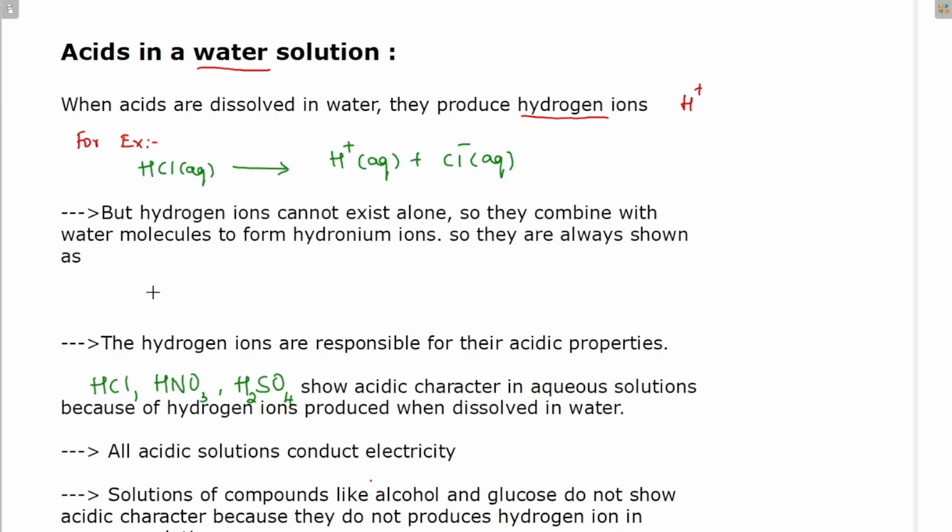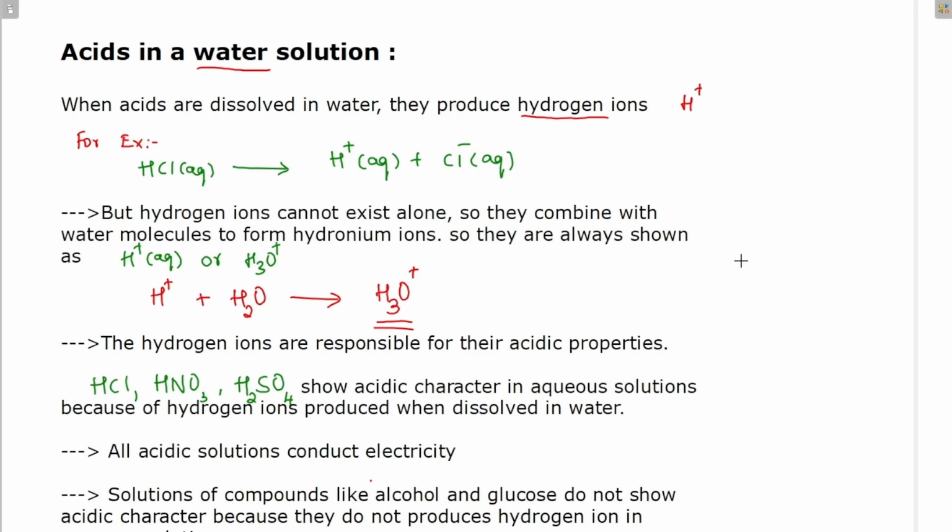So what happens is the H plus ion cannot exist alone, so it combines with a water molecule to form a hydronium ion. This is called a hydronium ion. So we always represent the hydrogen ion as either H plus aqueous or H3O plus ion, that is hydronium ion. And these hydrogen ions are responsible for the acidic properties of these substances.